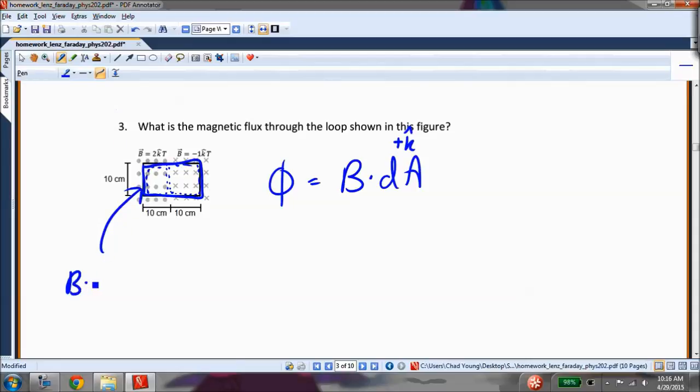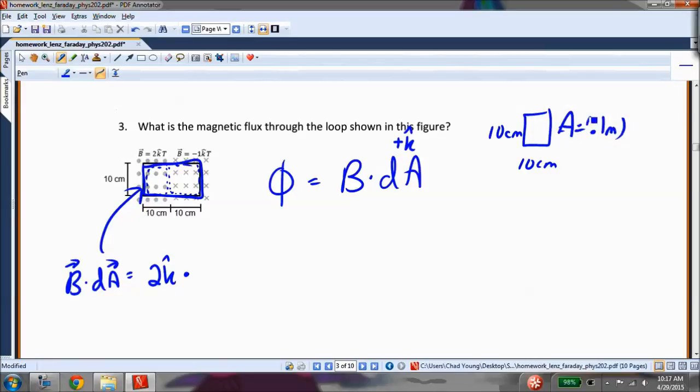I have B dot dA, which is equal to 2k, that's my magnetic field, dotted with the area. And I have a 10 centimeter by 10 centimeter square, which has an area equal to 0.1 meters times 0.1 meters, which is equal to, what, 0.01 square meters. Alright, so I have 2 times 0.01 square meters in the positive k direction. k dot k is equal to 1, so this is 0.02 Webers.